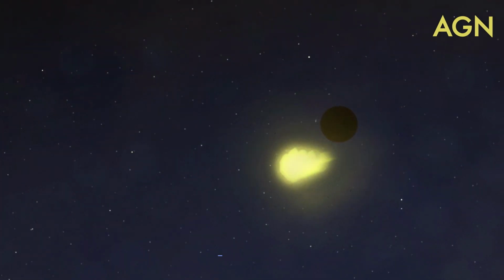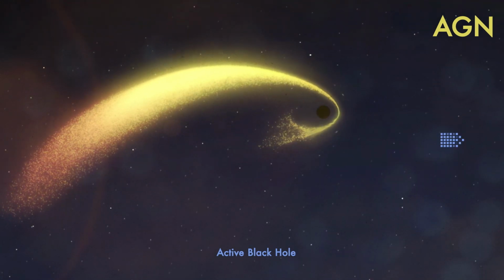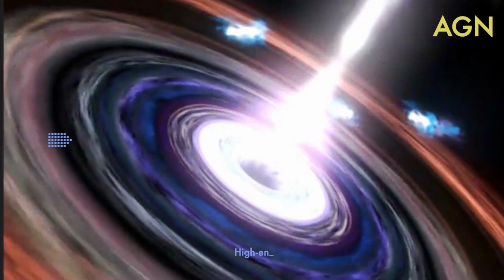An AGN is where you have a supermassive black hole at the center of a galaxy, and occasionally there's gas or a star or something that gets too close to the supermassive black hole, and it begins to get pulled in by gravity. But when it does that, it releases a huge amount of energy.